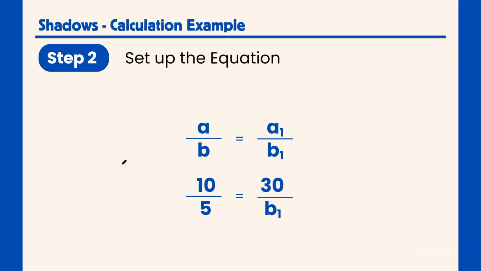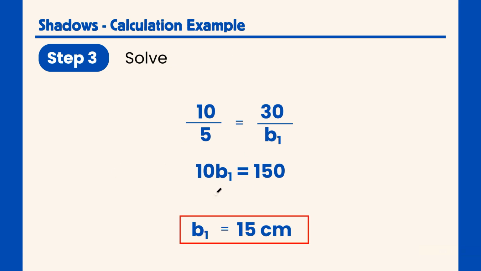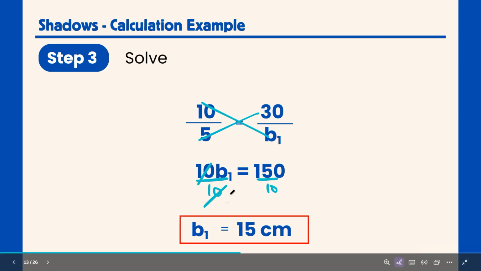So we set up the equation. So simply substitute lang. And then we solve. Cross multiply lang. 10 times B1 is equals to 10 B1, and then 5 times 30 is equals to 150. Divide both sides by 10. Then cross that out. So our value for our B1 is equals to 15 centimeters.